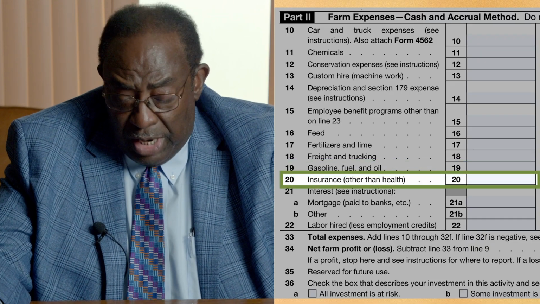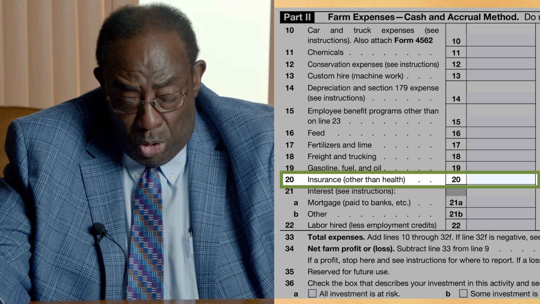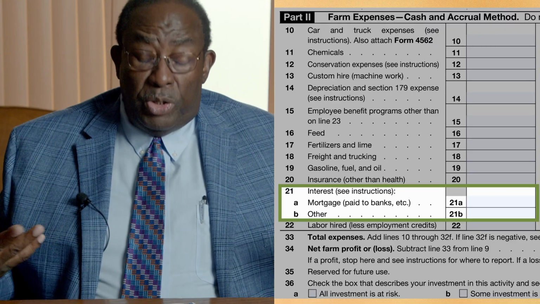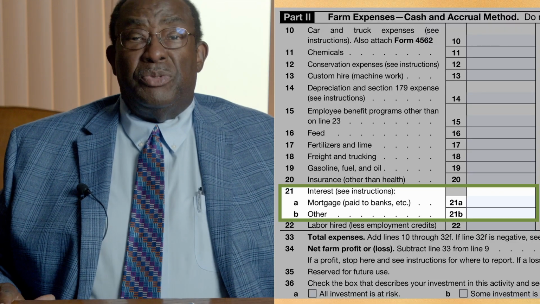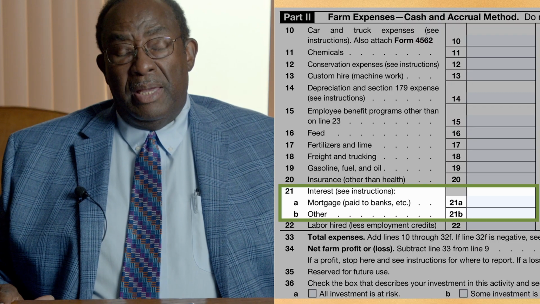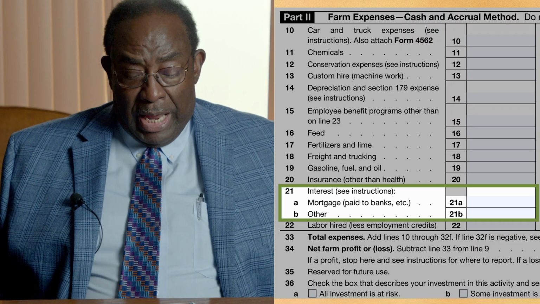Crop insurance, disaster insurance, liability insurance, all that goes on line 20. All right, now line 21 simply has the interest that you have to pay for loans that you made with USDA, rural development, banks, or whatever else. They go right on line 21.